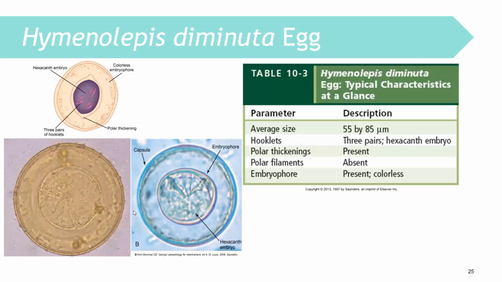Moving forward to our fourth parasite, which is Hymenolepis diminuta. Okay, again, this is the question in our board exam on Hymenolepis diminuta. The question goes like this. How are you going to describe the egg of Hymenolepis diminuta? You cannot just say that it is circular with the presence of polar thickenings and embryophore.